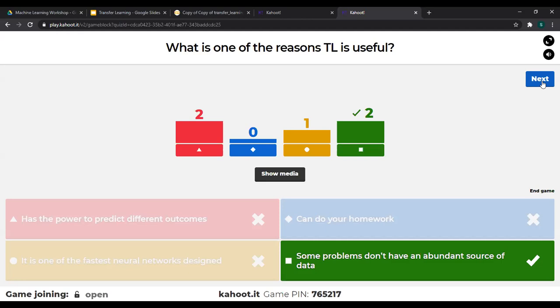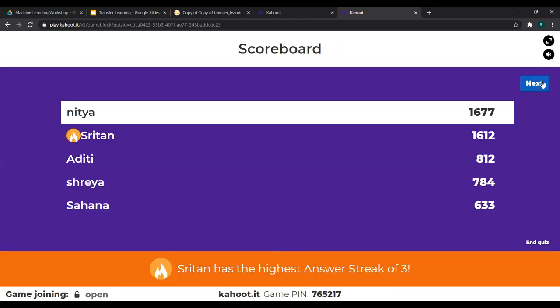Not one of the fastest neural networks designed. There are other neural networks that use transfer learning that are some of the fastest neural networks. But no, TL is more of a concept. It's not a neural network. There are some pre-trained models that use TL as a concept to make their neural networks faster.